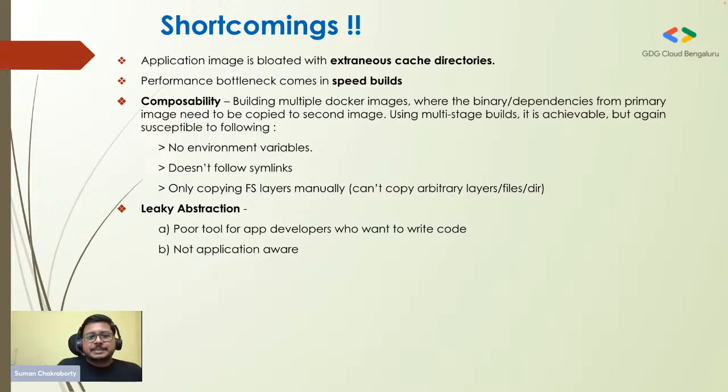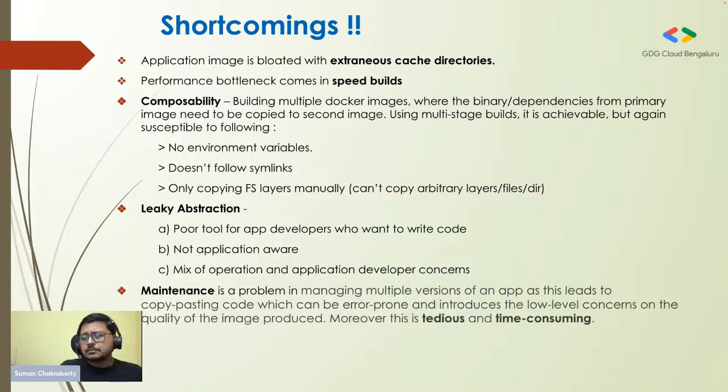I mean, you have to inform the Dockerfile what kind of application you are going to build, right? It cannot automatically, let's say if it's a Java application, pull out the jar files and start building all together. And also there is a mix of operation and application developer concerns while building this kind of a model. This comes to the fourth problem, which is maintenance.